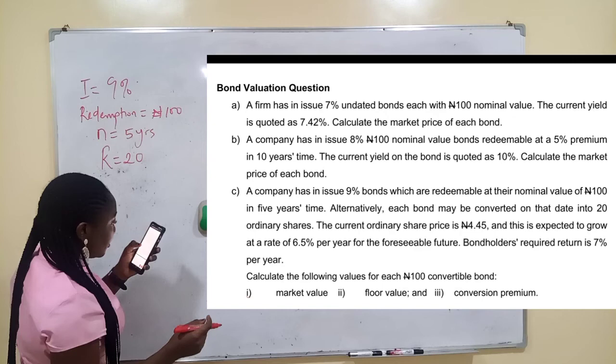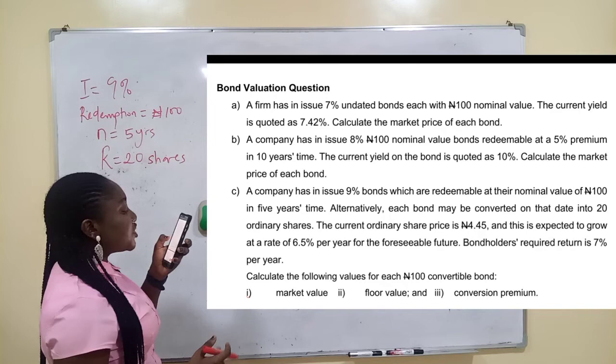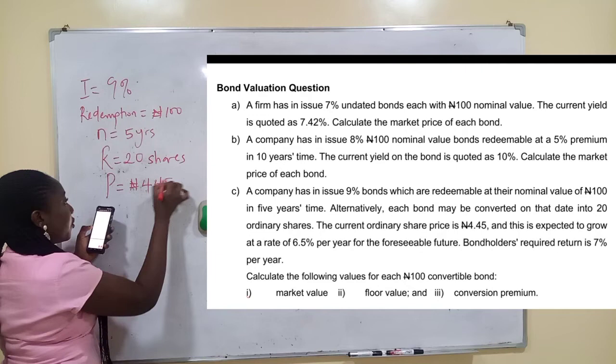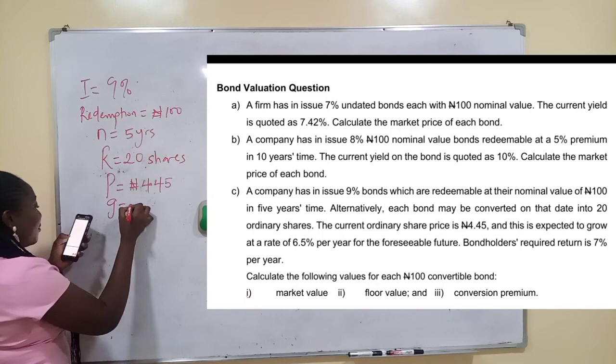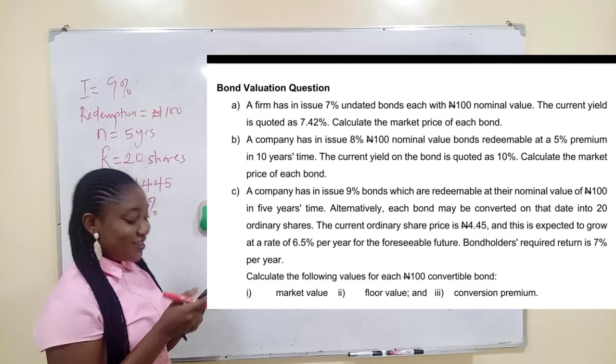Write your shares here. They said the current ordinary share price, P, is what? 1.45 naira. And it's expected to grow, G, at the rate of 6.5%. If in the exam you're already writing this, you have an idea, it's just that you don't have time to finish it. It's an idea that we all need, just get 50.